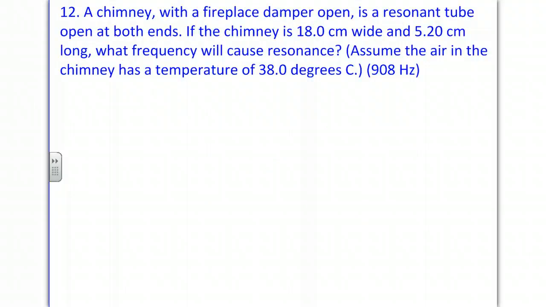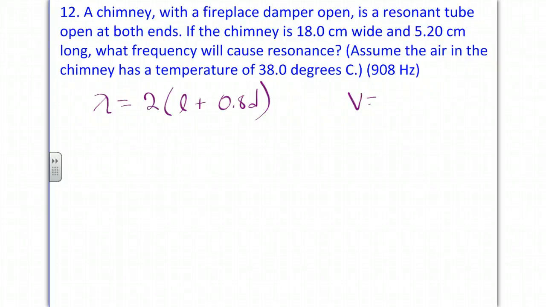Number 12, we're dealing with an open-ended tube, in which case we're going to use the equation wavelength is equal to 2 times the length plus 0.8 times the diameter. And we're also going to need to use the equation velocity is equal to wavelength times frequency. So first thing I'm going to do is take the temperature, and I'm going to determine the velocity of sound.